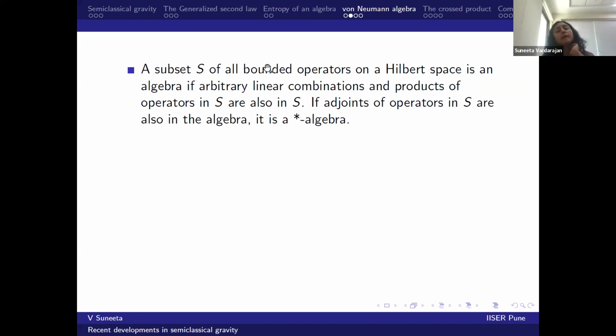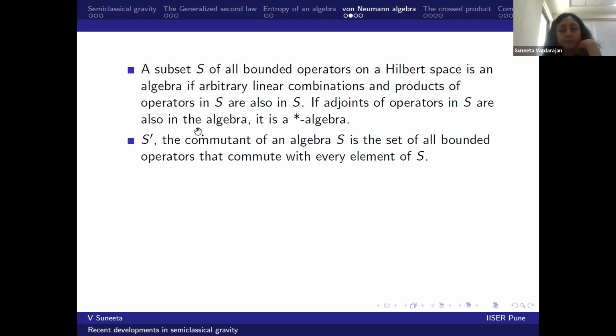Now, a subset S of all bounded operators on a Hilbert space. If you want, you can just think of operators in quantum mechanics and the Hilbert space in quantum mechanics, but we will do it for quantum fields. A subset S of all bounded operators on a Hilbert space is an algebra if arbitrary linear combinations and products of operators in S are also in S. If this is true, then I call this subset an algebra. Now, if the adjoints of operators in S are also in the algebra, then I call it a star algebra.